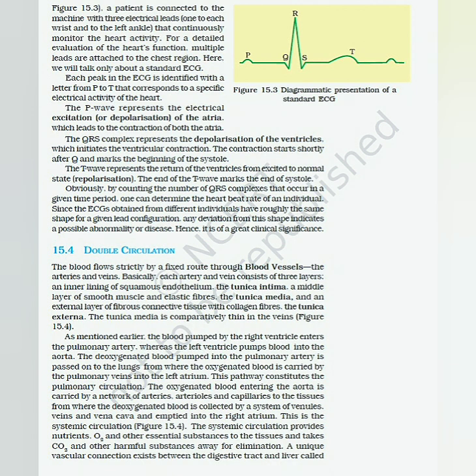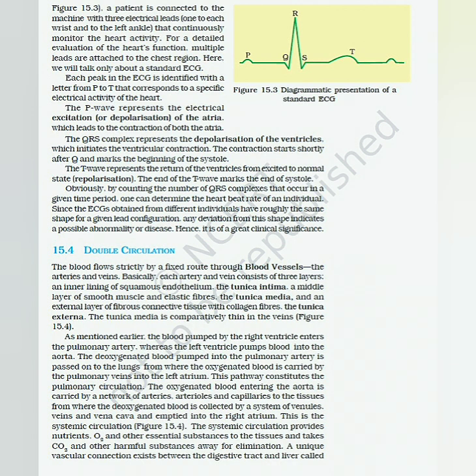Obviously, by counting the number of QRS complexes that occur in a given time period, one can determine the heartbeat rate of an individual. Since the ECGs obtained from different individuals have roughly the same shape for a given lead configuration, any deviations from these shapes indicate a possible abnormality or disease. Hence, it is of great clinical significance.